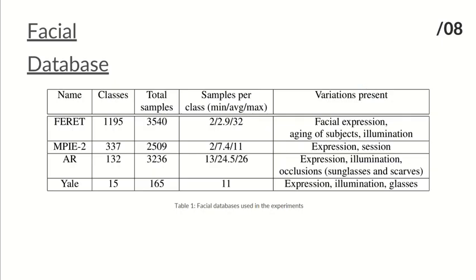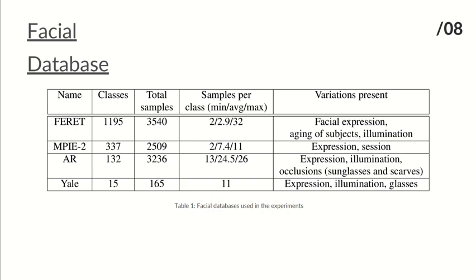Facial database. The given table consists of some of the facial databases. The first one is the FERET database. The database contains images from 1900 different classes and a total of 3540 sample images. The number of samples per class varies, with a minimum of 2, an average of 2.1, and a maximum of 32 images. The variation present in these images includes facial expressions, aging of subjects, and differences in light.